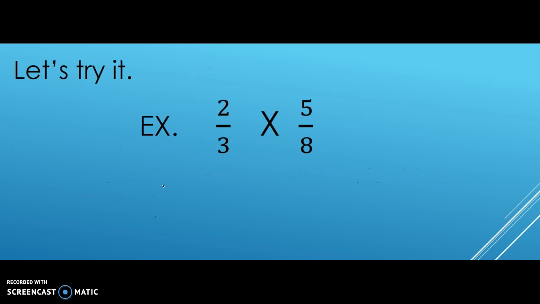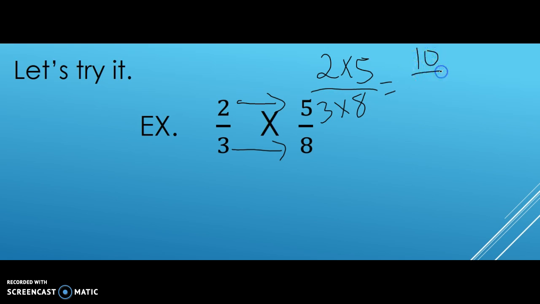2/3 times 5/8. So step number 1, I want to multiply straight across. So 2 times 5 over 3 times 8. So 2 times 5 is 10. 3 times 8, 24. Now, I need to make sure that this fraction is in the simplest form, and I do that by finding the greatest common factor. So let's talk about that.